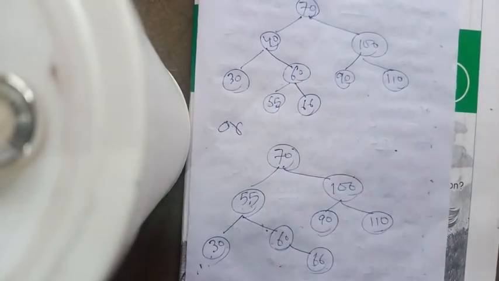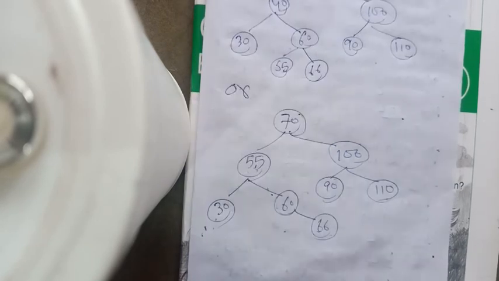Deletion should be conducted in such a manner that after deletion, the binary search tree property remains intact. So this is what the deletion process is all about, and this is how we can perform the deletion operation in a binary search tree. With this I conclude the binary search tree chapter.